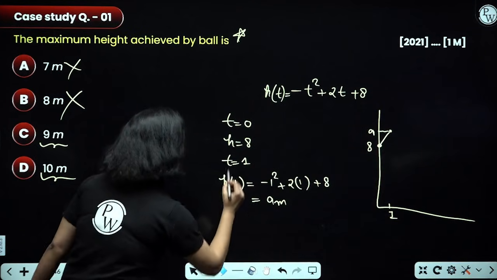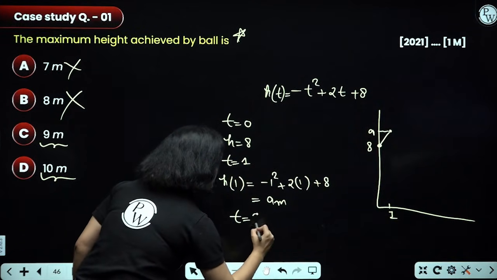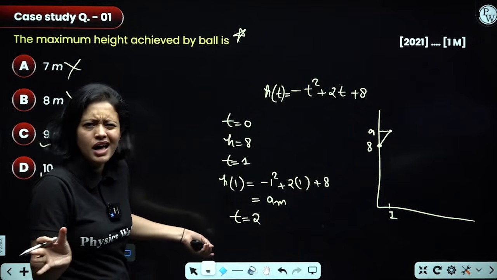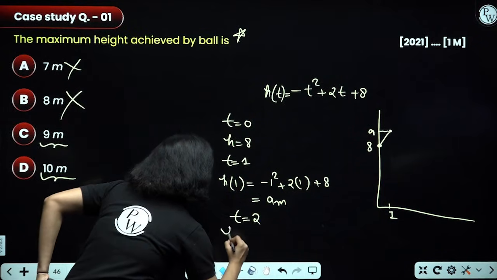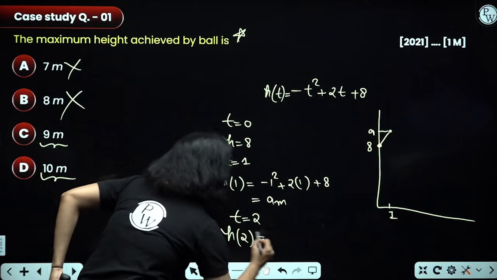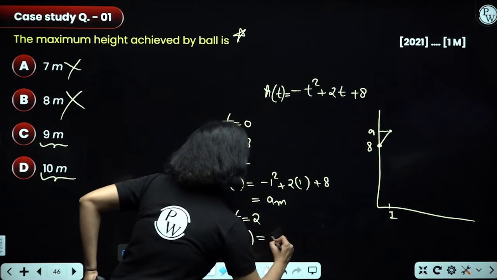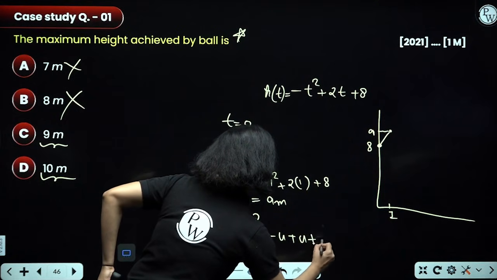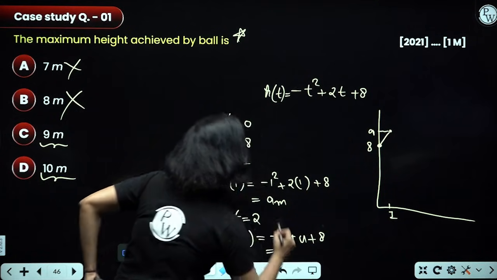Now, what about the height when time is 2? I'm just seeing the path it is following. So I'll figure out h(2). As soon as I do, I realize that h(2) would be equal to minus 4 plus 4 plus 8. So it would be 8. Yes, everyone?